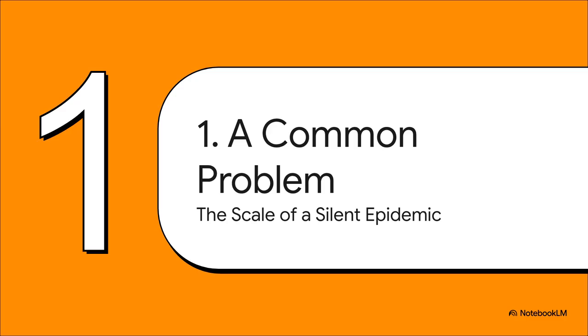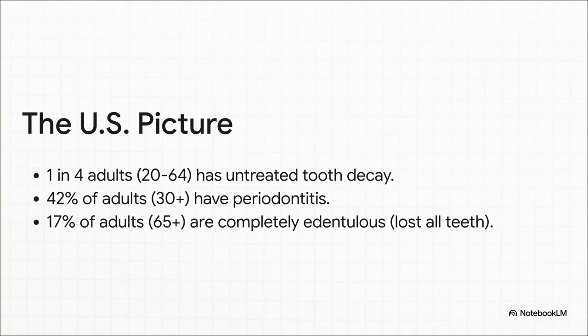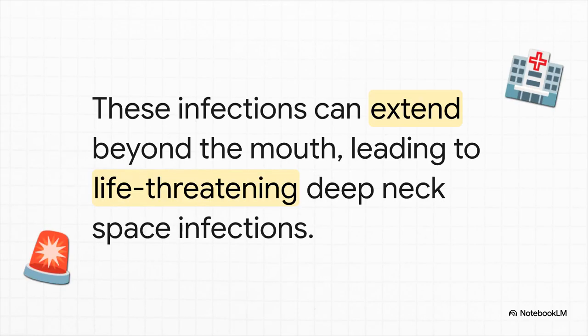Okay, first up, let's really wrap our heads around just how common and how dangerous these infections can be. I mean, just look at these numbers from the US. They're pretty staggering. 1 in 4 working-age adults walking around with untreated cavities. Nearly half, 42%, of adults over 30 have gum disease. And by the time you're 65, almost 20% of people have lost every single one of their teeth. So this isn't some rare, exotic condition. It is incredibly common.